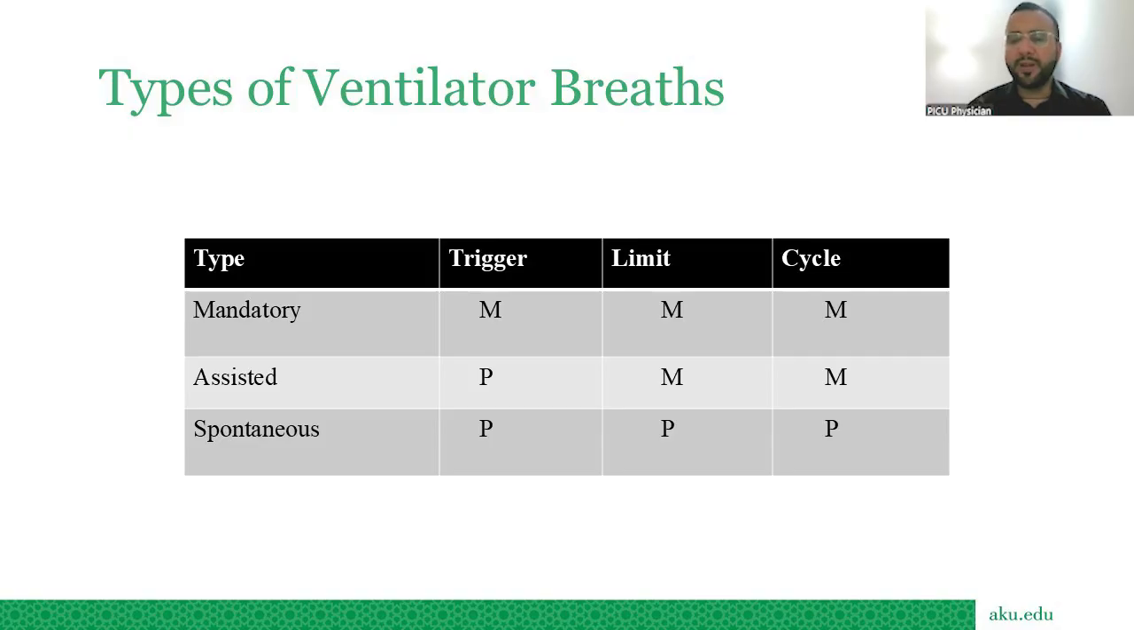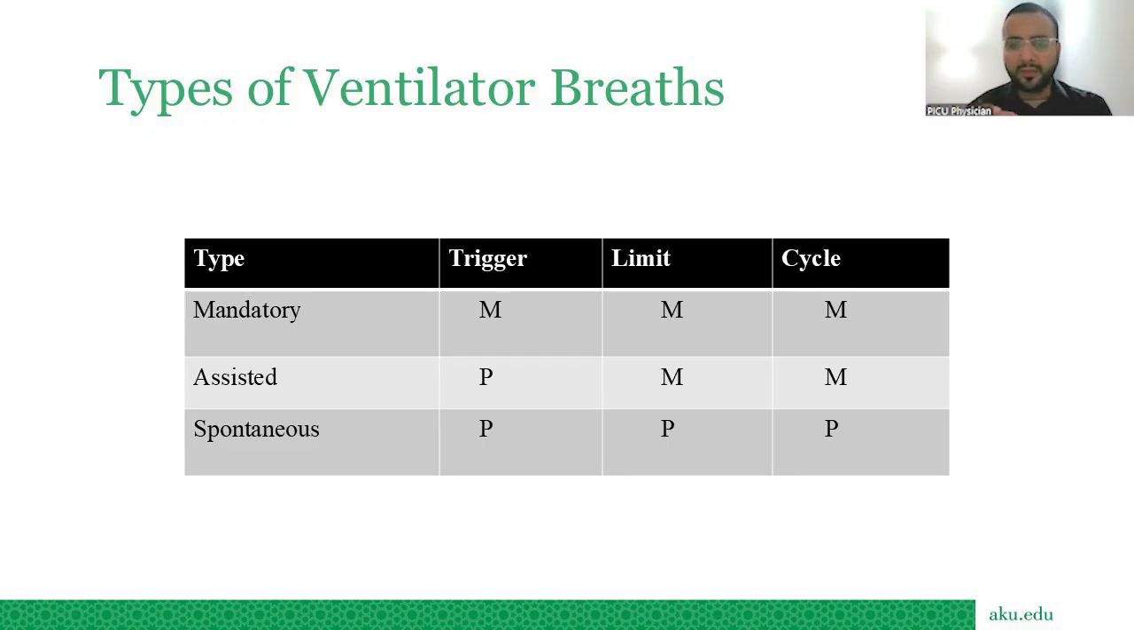Now, types of breath. The first breath is mandatory. As I mentioned, the word mandatory means totally controlled by the machine. So in a mandatory breath, the trigger is by the machine, the limit is by the machine, and the cycle is by the machine. Only the machine will trigger, the machine will limit, and the machine will cycle. This is a mandatory breath.